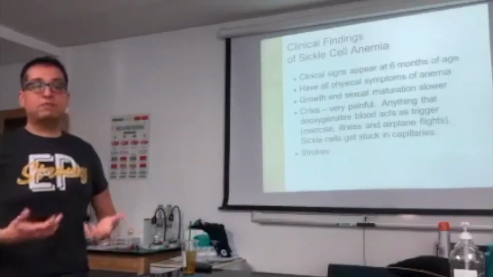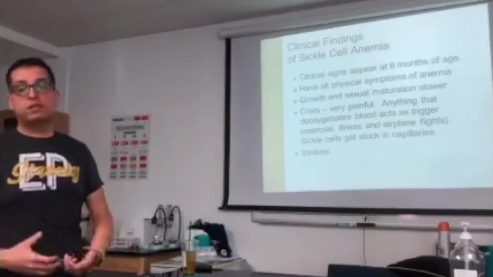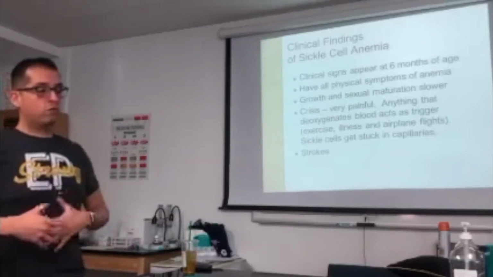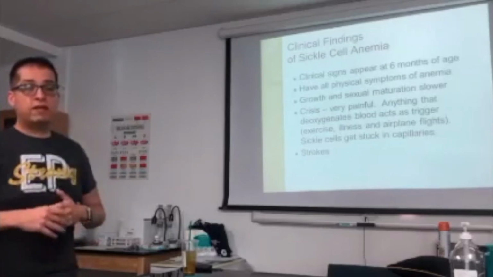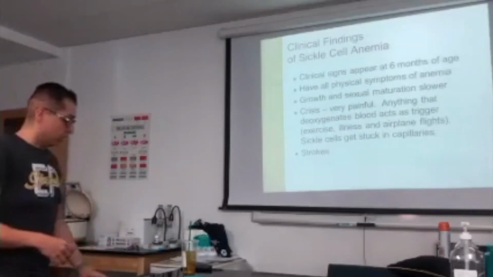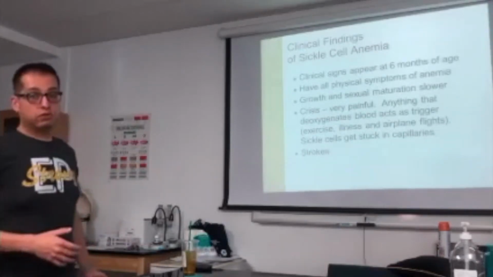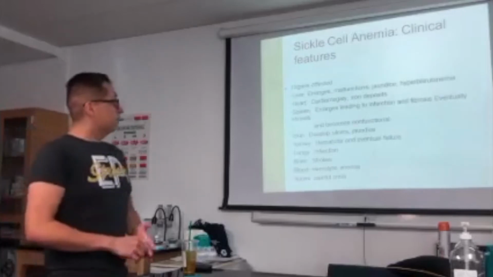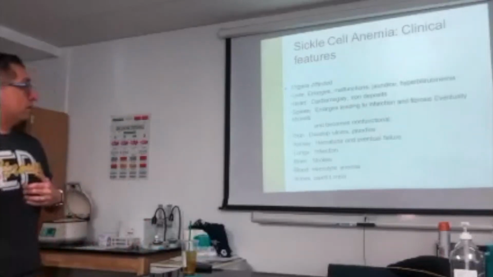And then again, what's going to happen? Sickle cells get stuck in the capillaries, which is then going to block the blood flow. And then again, all of that other stuff that we already talked about, which again can lead to a stroke. The majority of the organs are going to be affected.